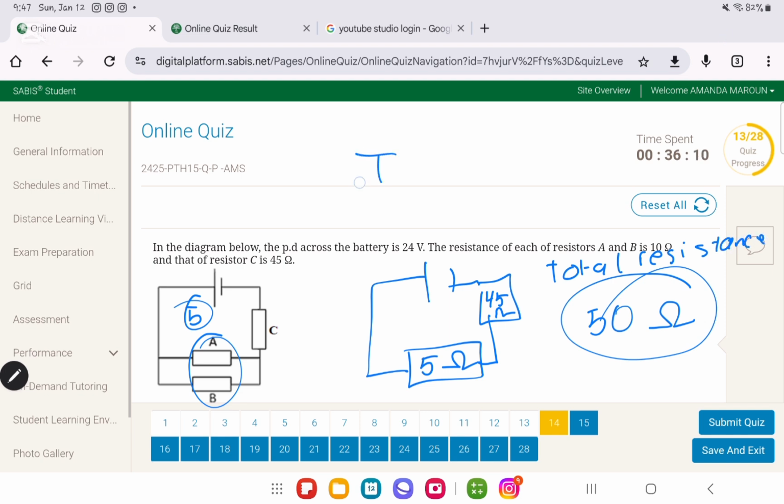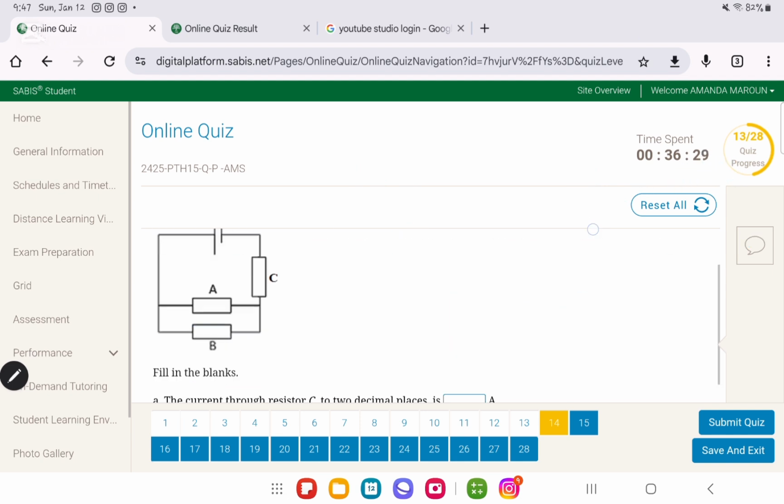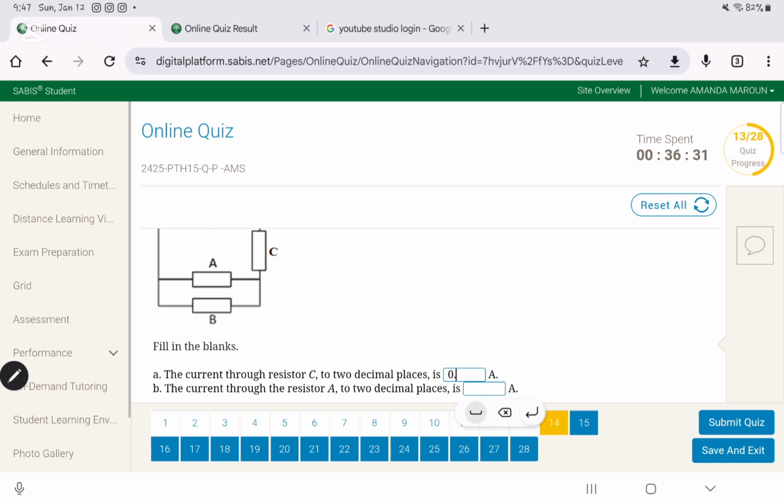And now to find the current I passing through C, we know that the current is the same through the series part. So the current I passing through C is the voltage, 24, divided by the total resistance, which is 50. So 24 divided by 50 is then 0.48. And this over here is the current. Moving on to part B, the current through resistor A to 2 decimal places is.